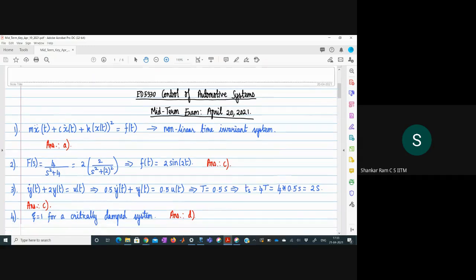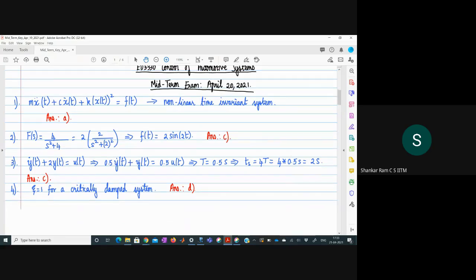If you look at the second problem, we have been given, sorry, not the transfer function, the function in the S domain: 4 divided by S squared plus 4. Please note that the Laplace transform of sine 2t is 2 divided by S squared plus 4. So there's an extra factor of 2 in the numerator. So the answer is 2 sine 2t. The correct choice is C.